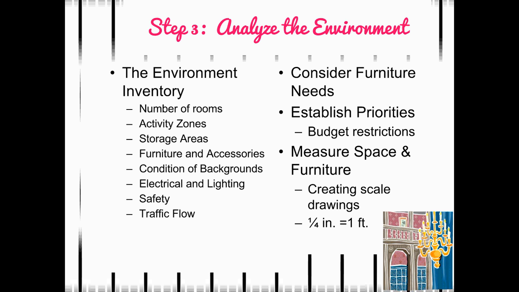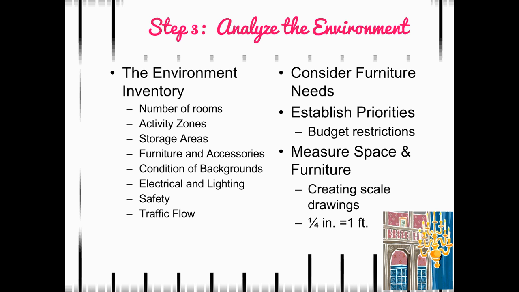Step number 3, you're going to analyze the environment. So the environment inventory is if you're doing a whole house, all right? So you kind of just analyze the number of rooms, how many activity zones, is there storage, what furniture and accessories are already present in the room and are going to be in the redesign, where's the electrical and lighting, is there safety, what's the traffic flow, and then you're going to consider the furniture needs. What do they need in the room that they're designing?